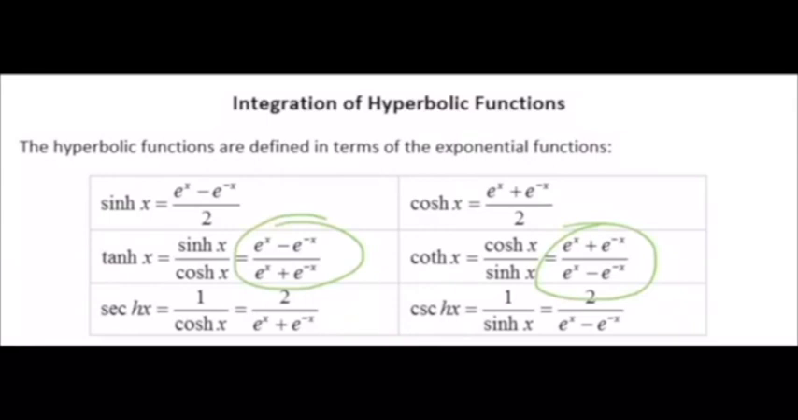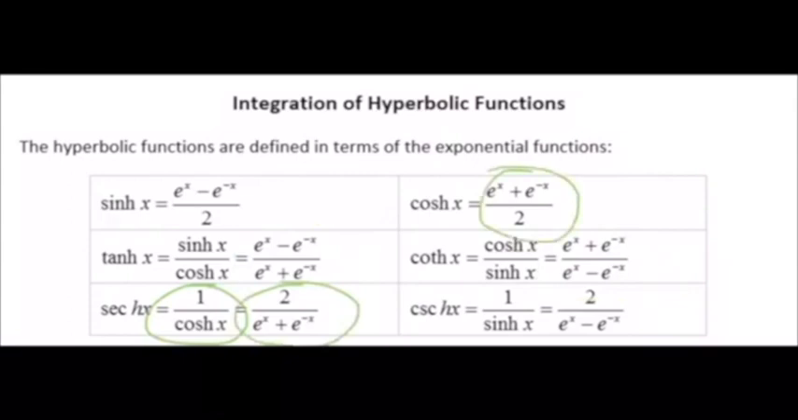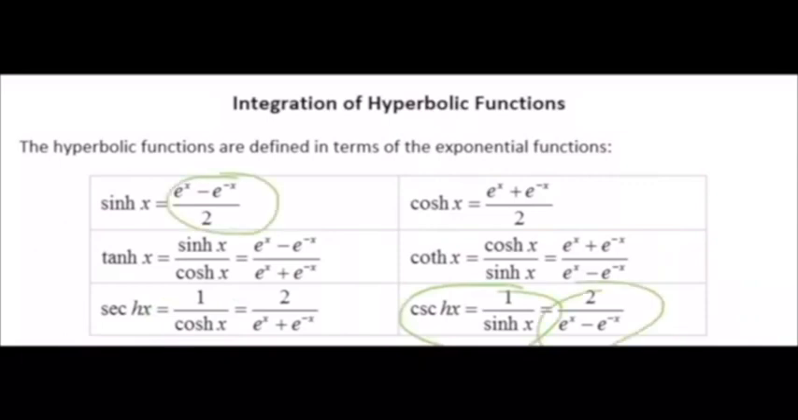The last two are hyperbolic secant, which is the reciprocal of hyperbolic cosine, so its exponential definition will also be the reciprocal of hyperbolic cosine. And the last one, hyperbolic cosecant, is the reciprocal of hyperbolic sine, so its definition is also the reciprocal of hyperbolic sine.